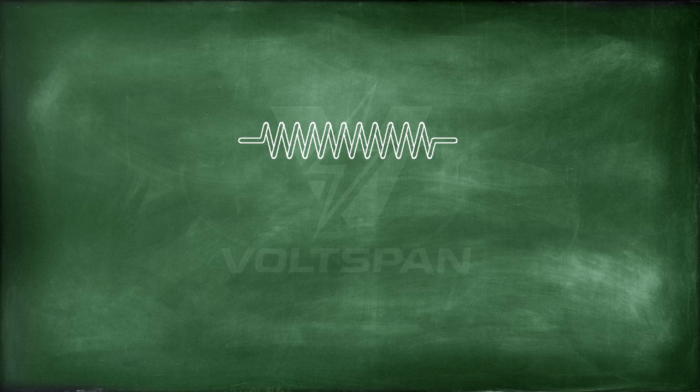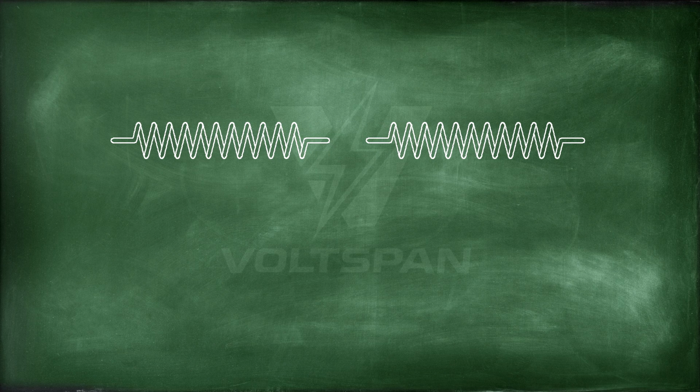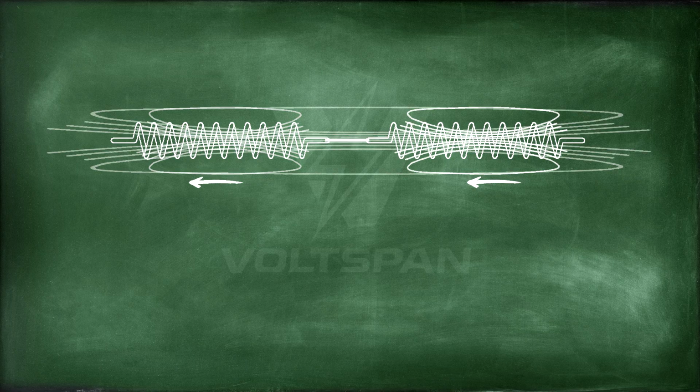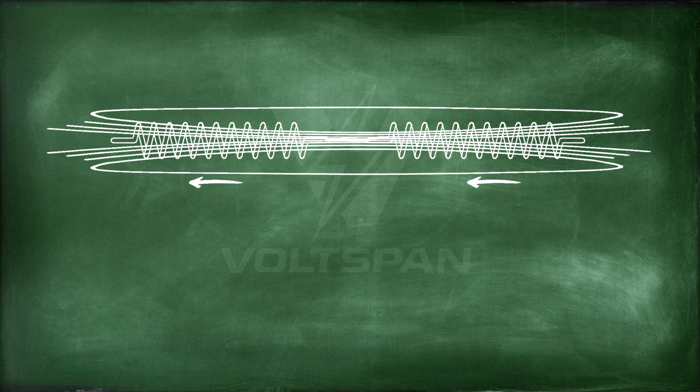Now, let's introduce a second identical coil. If I wind it in the same direction as the first and connect them in series, what happens? The current flows through both coils in the same sense. Their magnetic fields combine. We get a stronger, unified field. The North Poles are on the same side, the South Poles on the other. This is what we call additive polarity. The fields add together.